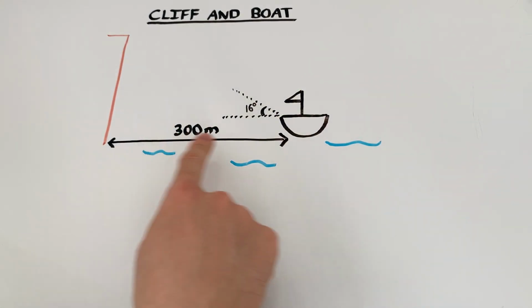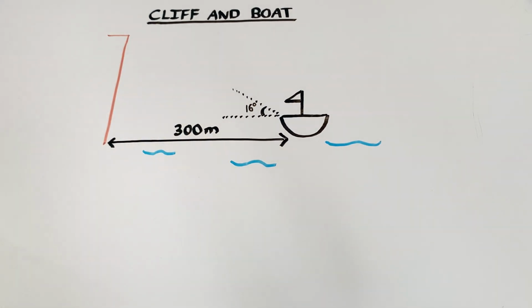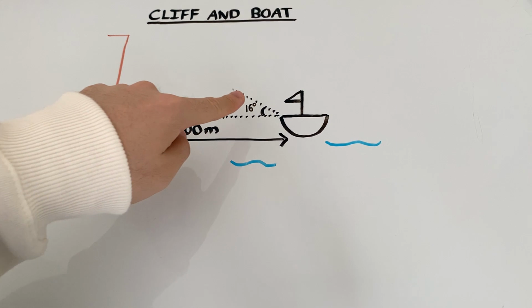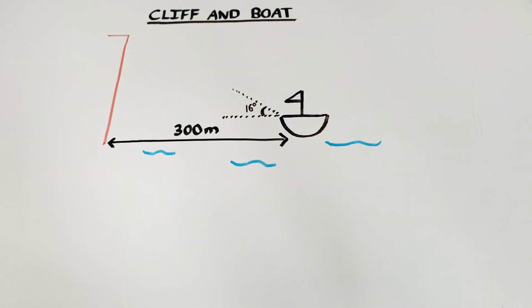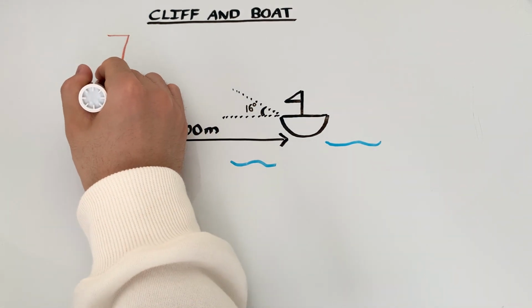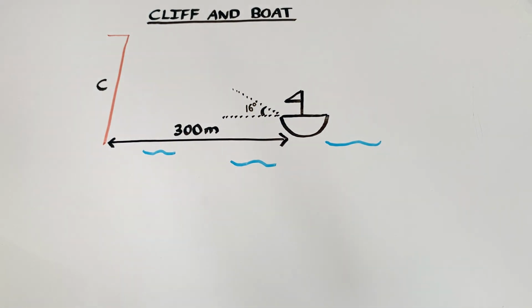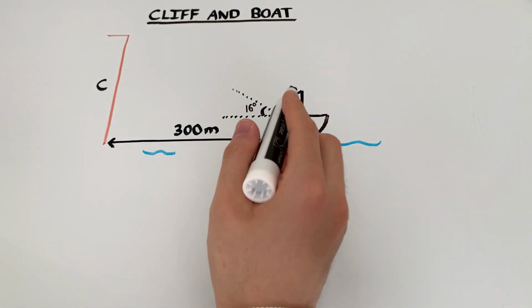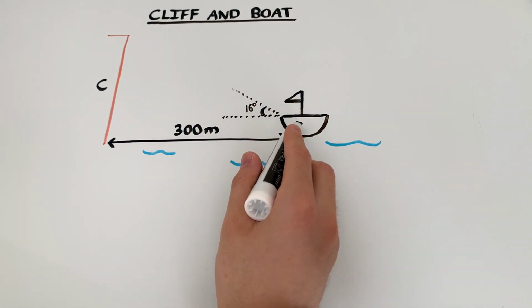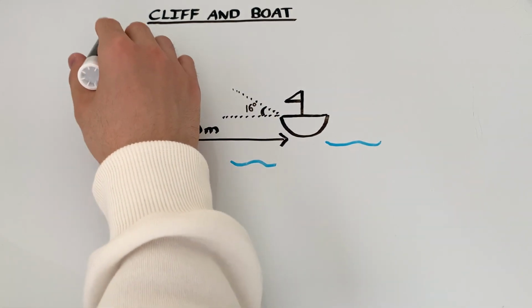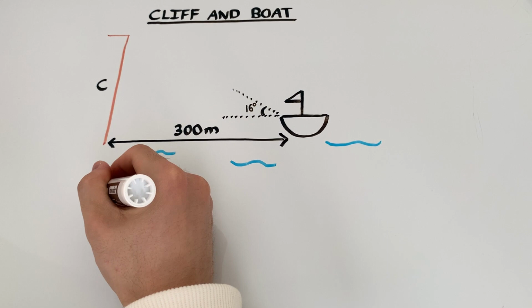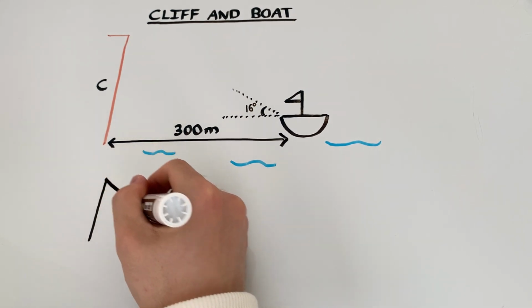We have a boat 300 meters away from a cliff, and it's looking up at an angle of 16 degrees. And using this information, we need to find the height of this cliff, which we'll call C. The first step is to take this situation and turn it into triangles. So 3 important points I see are the boat, the bottom of the cliff, and the top of the cliff. So it looks something like this.